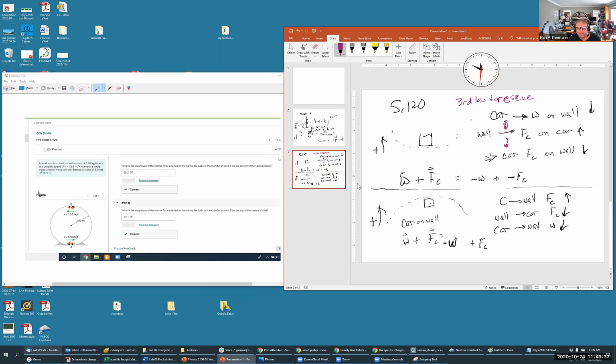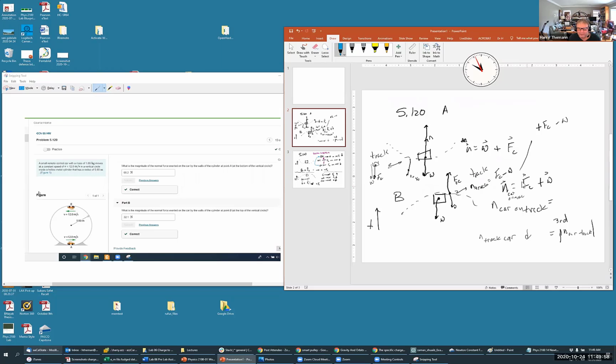So what we need to do then is pick not the third law pairs, remember, we need to pick whatever is external to the wall. And external to the wall are the forces that the car is exerting on the wall, and it's these two. Now, one mistake we made here, and I fixed it, is I put a minus W here at the beginning. Whenever you draw things as vectors, it always is a plus sign, always, always, always.